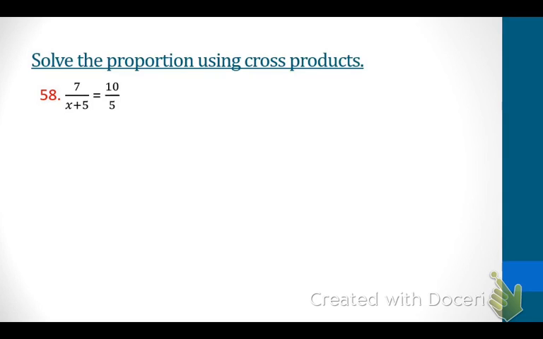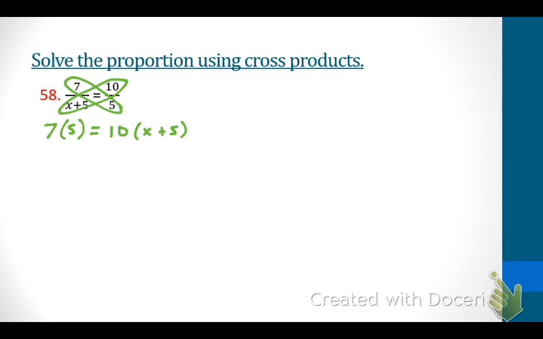Okay, so this one specifically has asked us to use cross products. The last one was mental math, but this is cross products. So drop down the equal sign. On the left side, I'm doing 7 times 5. On the right side, this is where most people made their mistake. The 10 has to multiply everything in my x plus 5. So what is that going to happen right there, guys?